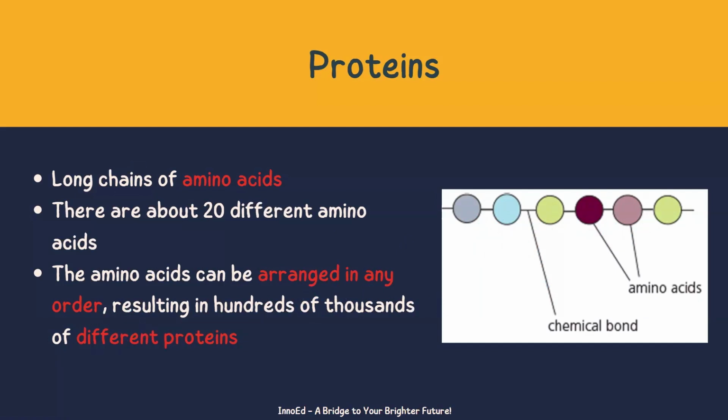those two proteins are different because the order of amino acids is different. So to look at the type of protein, we have to look at not only the type of amino acids it contains, but also the order of amino acids it contains.